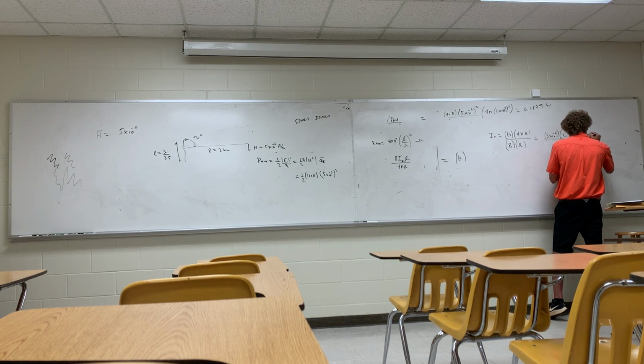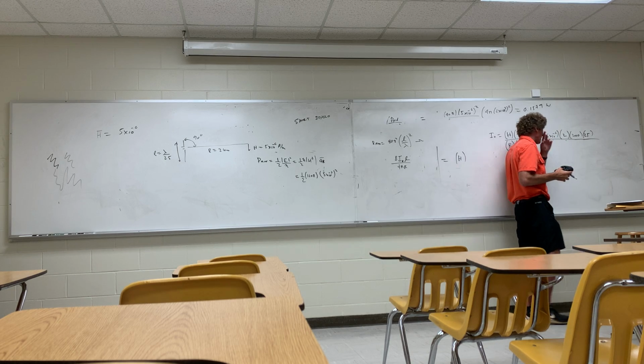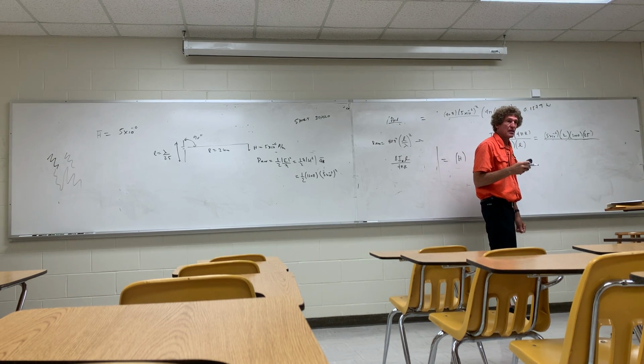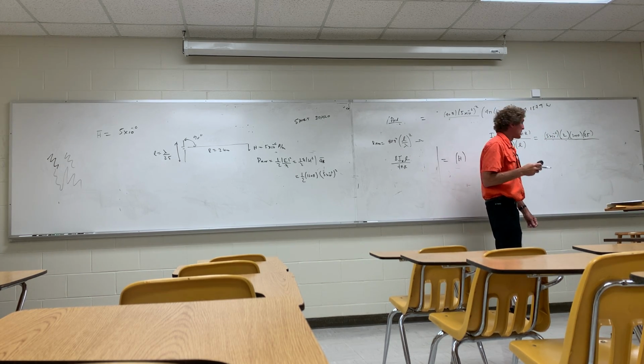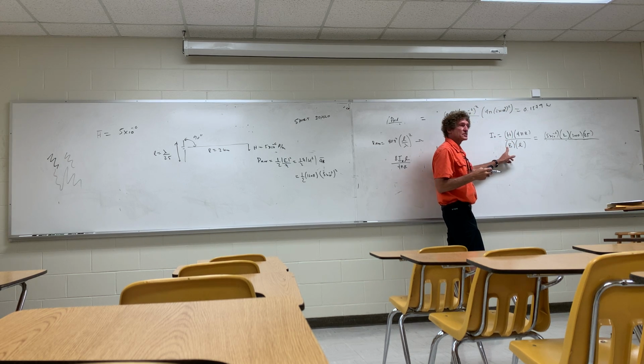I think it was 2 over 25. I think you had 2 over 25. Or was it 1? Beta is 2 pi over lambda. L is what? Oh, I see. Oh, you can't. I'm sorry.